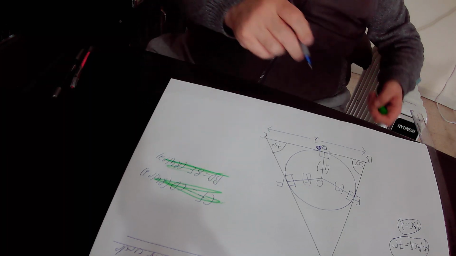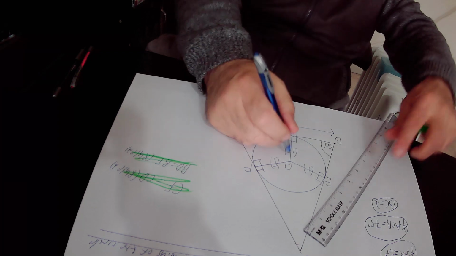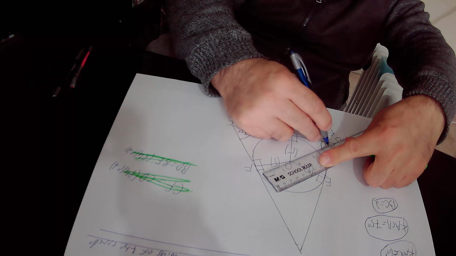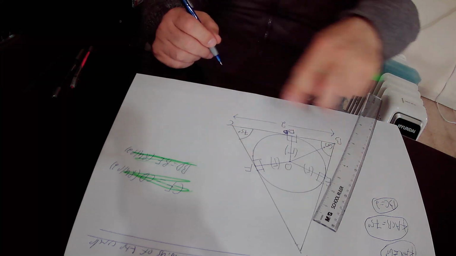In the next step, we join points O and B together by a straight line. And we join points O and C together by a straight line.